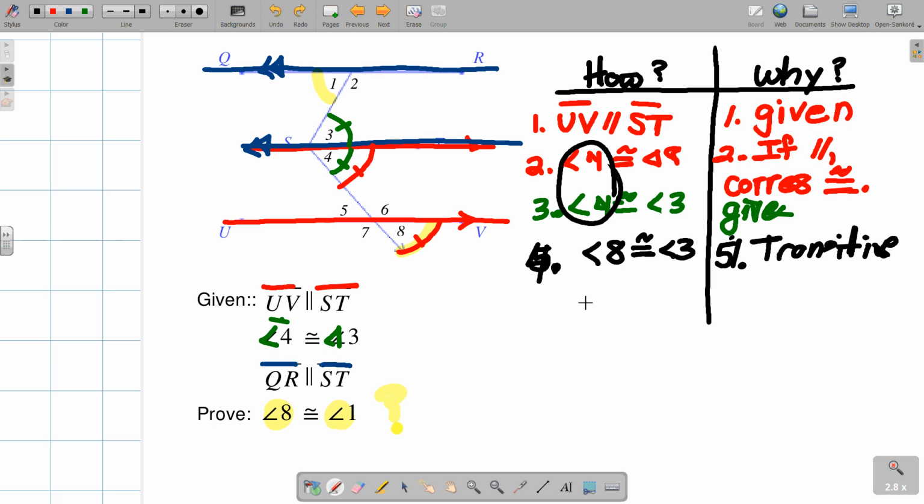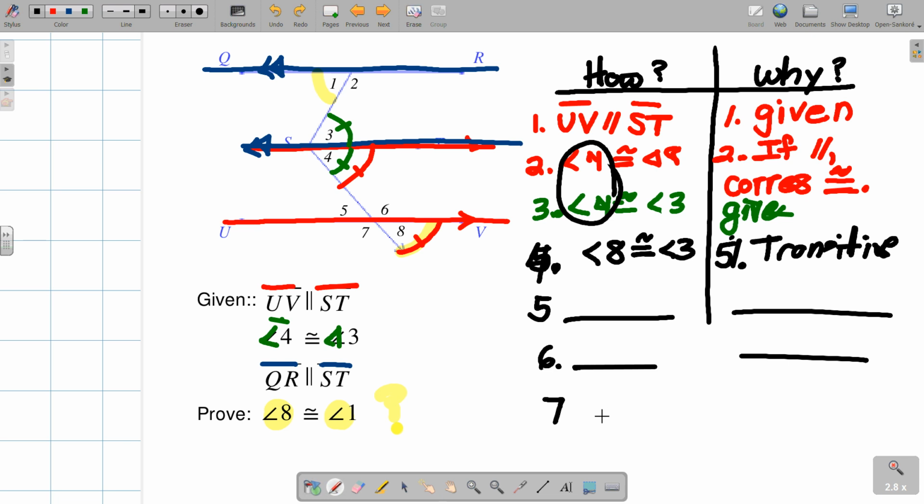All right, I can tell you right now, there are 3 more steps left. I would like you to try to figure out what those last 3 steps are, and then check your answers on the very last page.